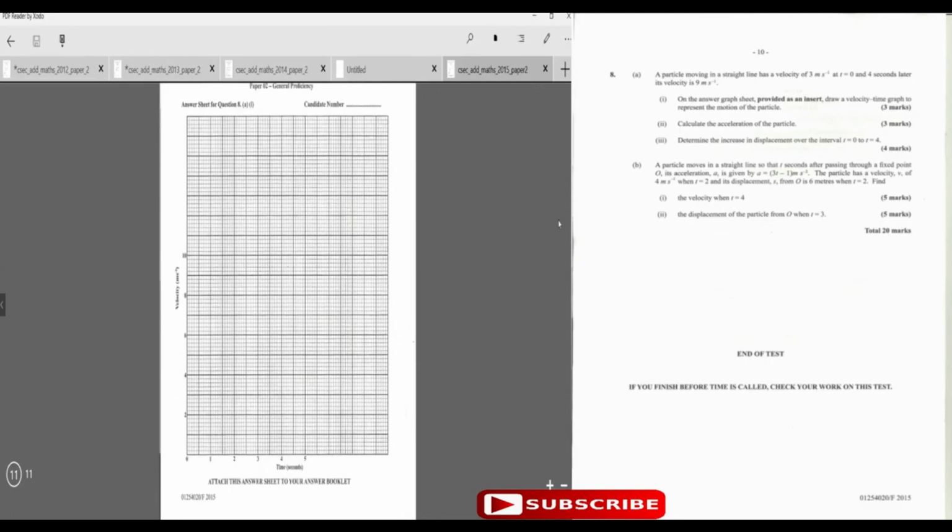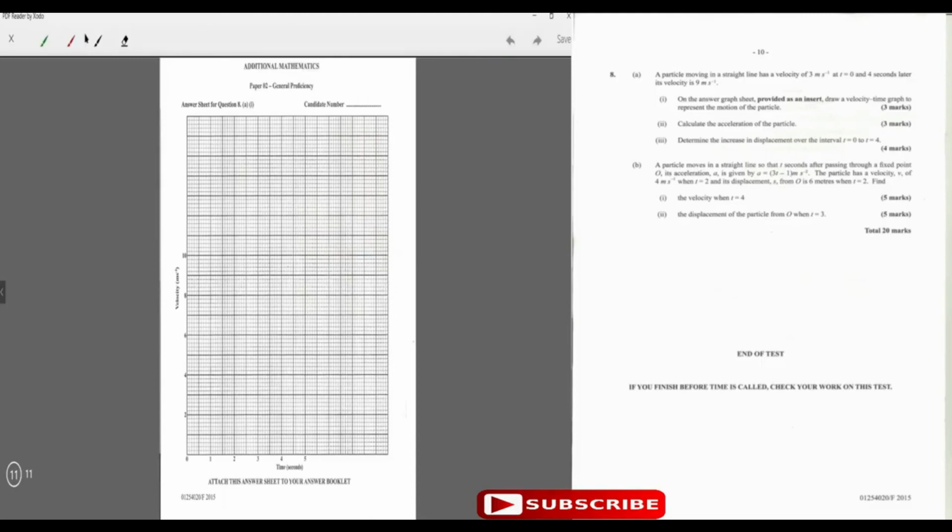A particle moving in a straight line has a velocity of 3 meters per second at t being 0. So this is 3 meters per second right here. When t is 0, it has 3 meters per second. And 4 seconds later, its velocity is 9. This is 4 seconds later. Velocity is 9.